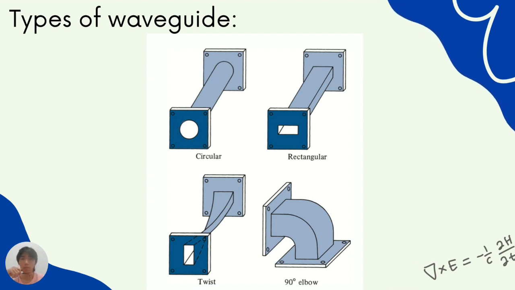Here are a few examples. Firstly, we have circular waveguides that are used for high power transmission. Next, we have rectangular waveguides. They are the most common type used in various microwave applications. And we have twist waveguides used to change the polarization of waves. And finally, there are 90-degree elbow waveguides that are used to alter the direction of wave propagation.